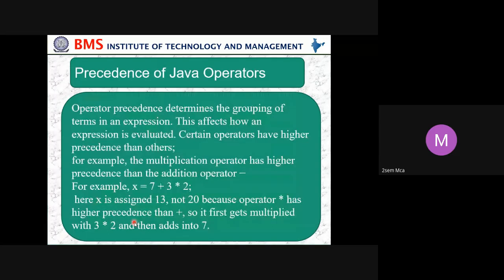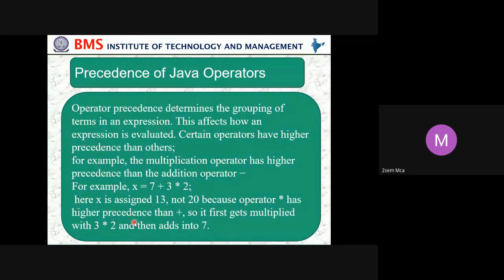Next, moving on to the precedence of Java operators. So you'll know which one you do first. That is what is called precedence. Operator precedence determines the grouping of terms in an expression. This affects how an expression is evaluated. Certain operators have higher precedence than others. For example, the multiplication operator has higher precedence than the addition operator.